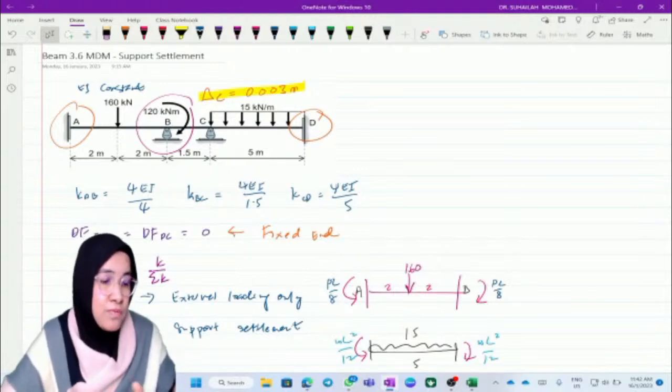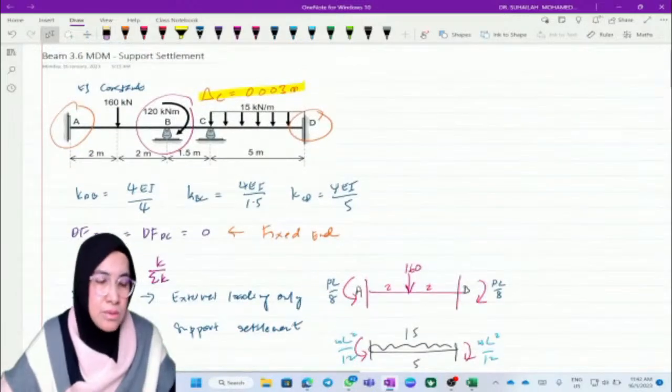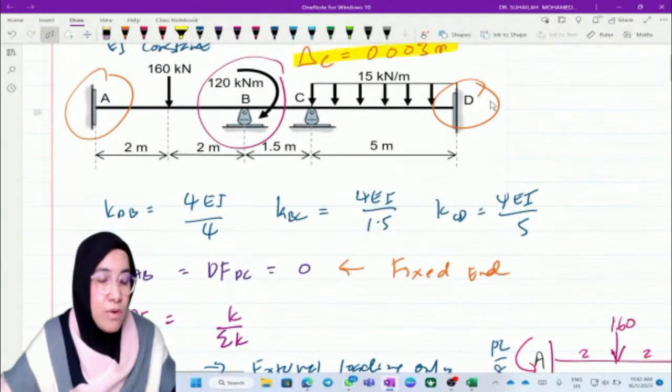But for joint moment, when we have applied moment, it's good if we can do it separately. Okay, so before we end this session, I will go through this one again. This is beam analysis. We have four nodes: A, B, C, D.